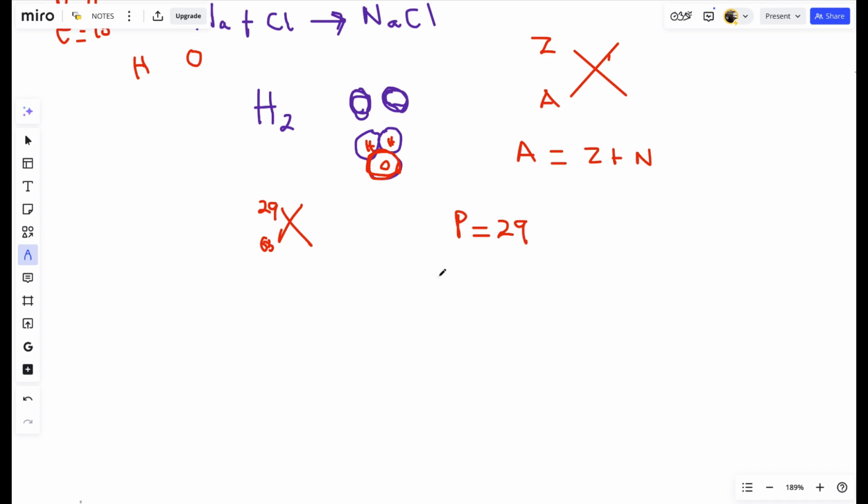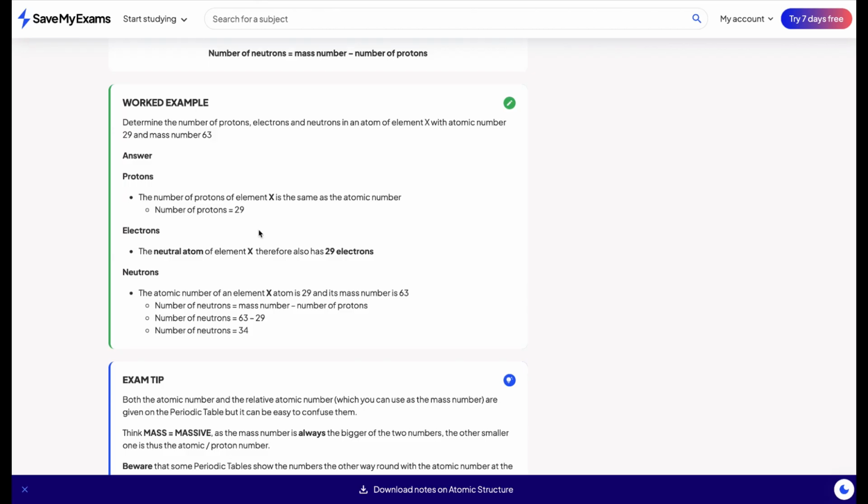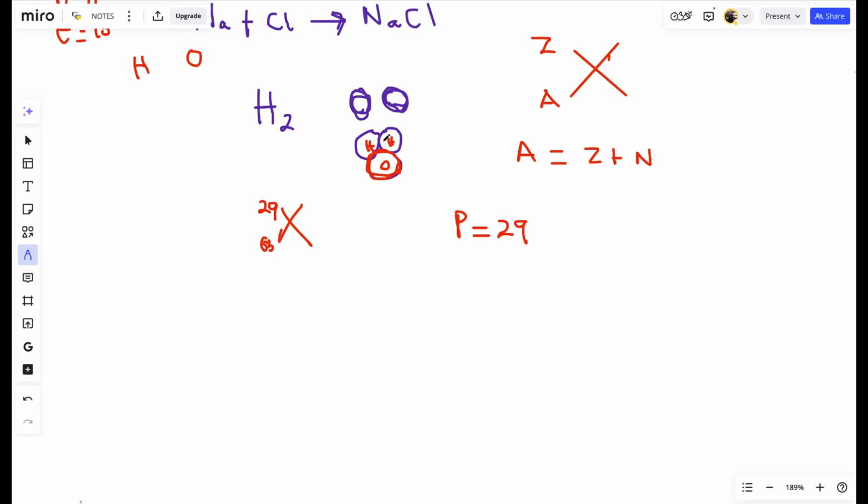Now, the number of electrons will be what? They did not say this is an ion. They say determine the number of protons, electrons, and neutrons in an atom of an element with atomic number 29 and mass number 63. So it's not an ion, it's just an atom. Since it's an atom, the number of electrons will also be 29, because for an atom the number of protons equals the number of electrons. But if it's an ion, we would know whether it loses or gains electrons, and then we're able to tell.